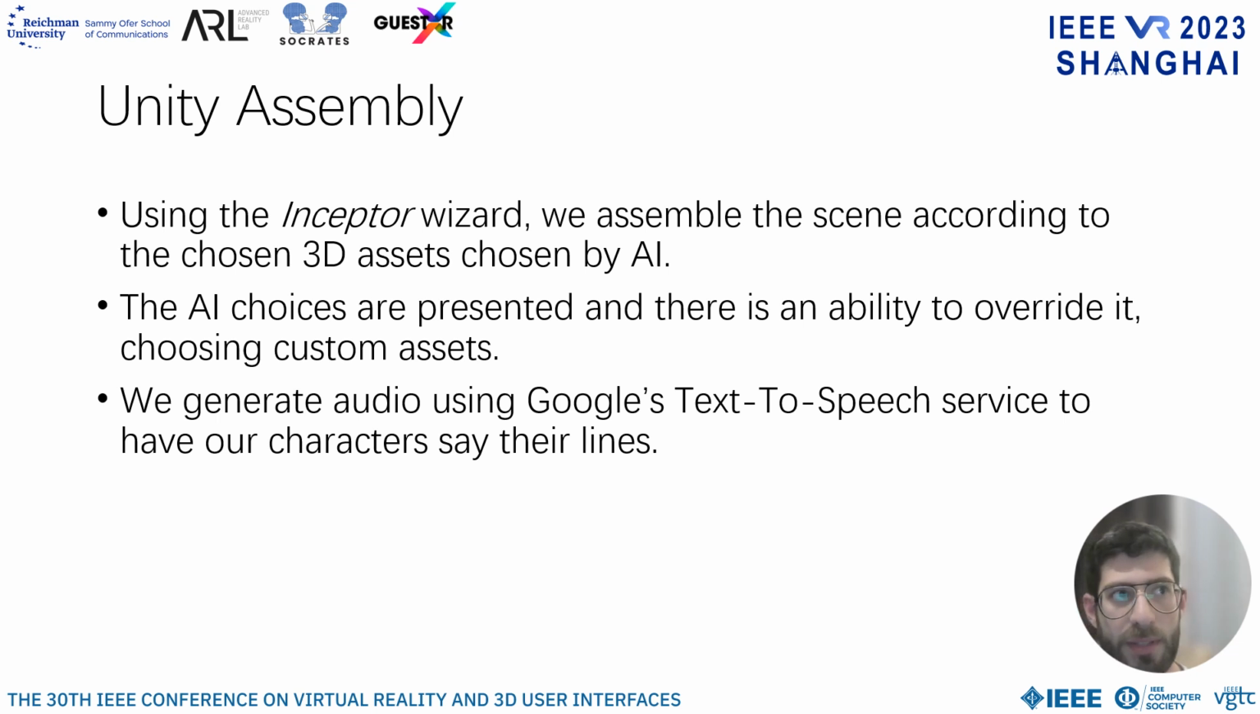After we have this parsed textual script, we have the Unity assemble part. Using the Inceptor wizard, which is an add-on that you can install into Unity and is of course open sourced, it assembles the scene according to the 3D assets that Inceptor chose. The AI choices are presented and you're provided a tool to replace them. You can replace the avatars, the voices generated by Google Text-to-Speech service, and of course the animations.